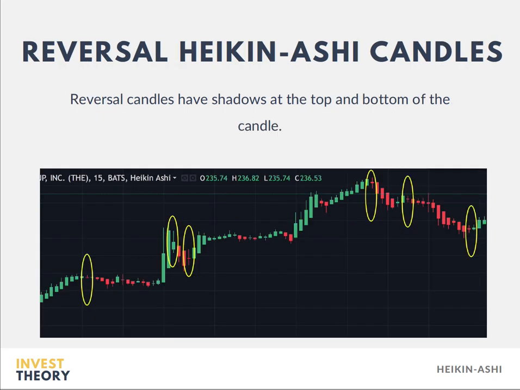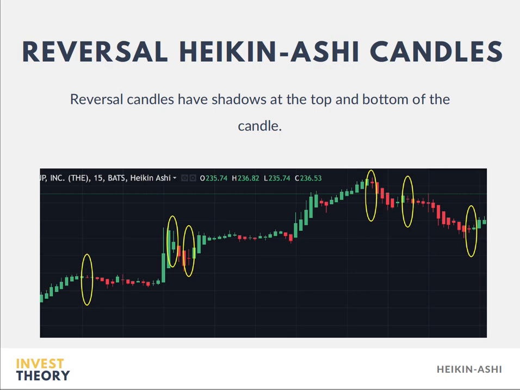Now here is what a reversal looks like. When you have wicks or shadows on both the top and the bottom, it's an indication that a reversal could be imminent. Now, it doesn't guarantee that a reversal is going to happen.